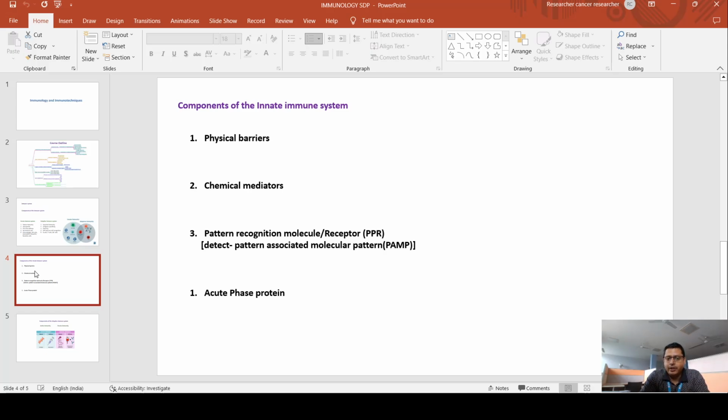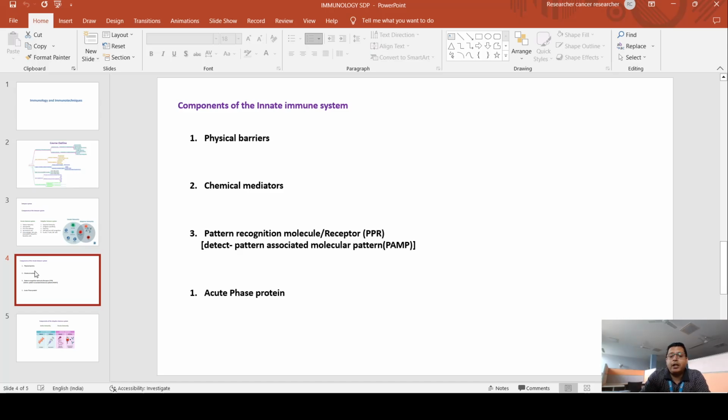Then the chemical barrier. If the microorganism passes through the physical barrier and enters into the cells, then there are different types of chemical molecules, or you can call them chemokines, interleukins. These are secreted by the different types of immune cells to kill the microorganism or make the cells pathogen free. So these are the different chemical mediators.